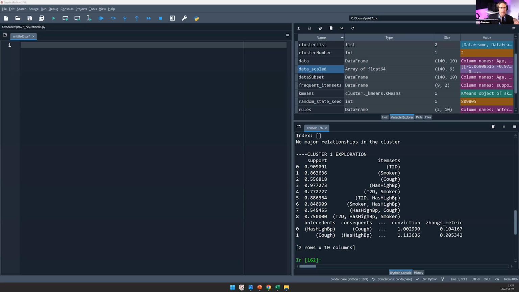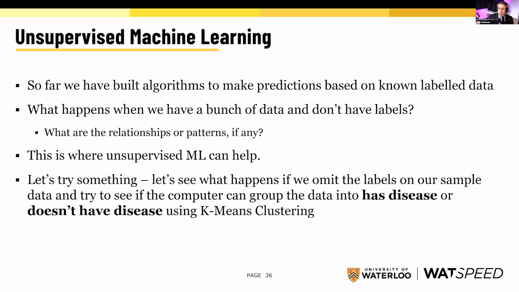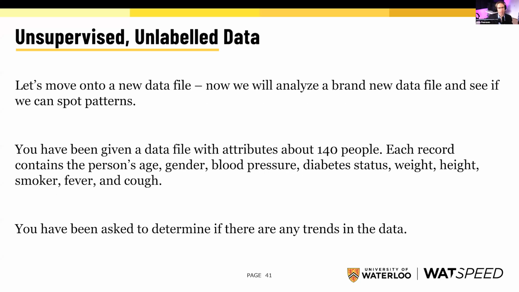Now, what happens if we have data that doesn't have any known labels? So far we built an algorithm to make predictions based on known labeled data. Now, what happens when we have data that does not have labels and we want to search for relationships or patterns in that data? What can we do? This is where unsupervised machine learning can help us out. So we're going to construct a model here, and we're going to be using some unlabeled data.